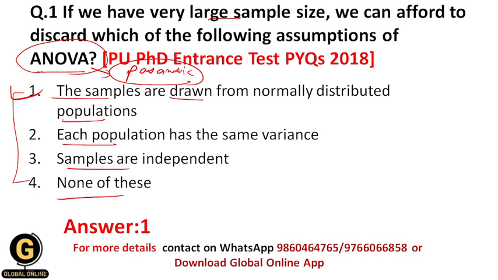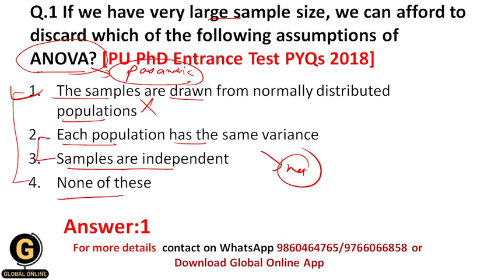And the two other options, like each population has the same variance, and samples are independent. These assumptions we can make. Whenever there is a larger sample size and we want to do ANOVA, we can make these assumptions, but we can't make this assumption. Basically this assumption is getting what? Violated, because there is a very large sample size, and that's why we can't assume that there is a normal distribution of the population.